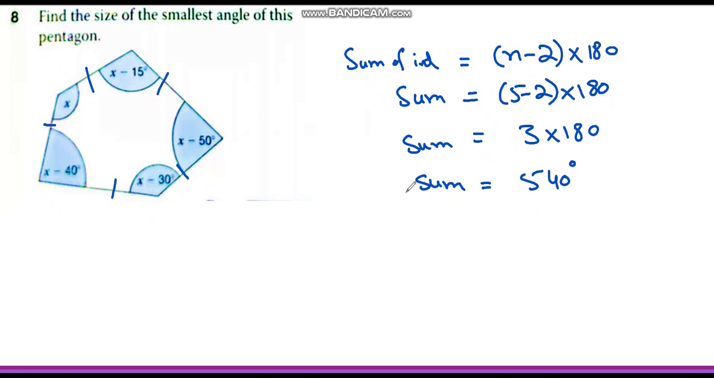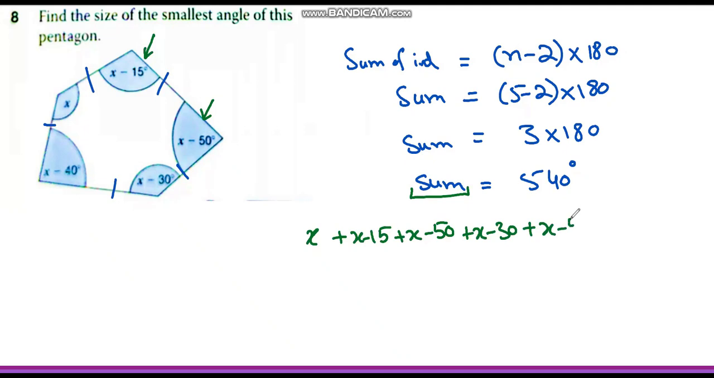Now we can also make the equation, as we can see all angles in terms of x. So we can write the sum of all angles, x plus x minus 15 plus x minus 50 plus x minus 30 plus x minus 40, and it will be equal to 540. If I add the variables over here, I have 5x. And if I add the constants, negative 15, negative 50, negative 30, and negative 40, in total it will be 135.